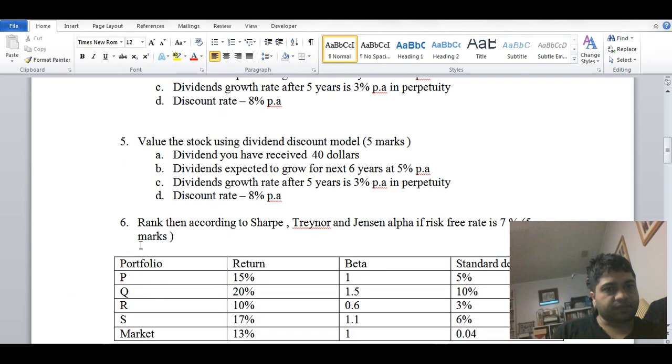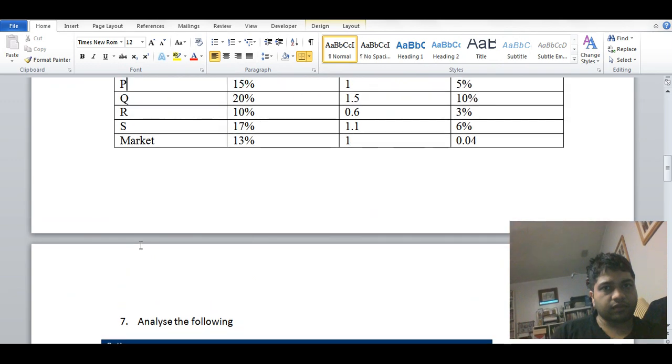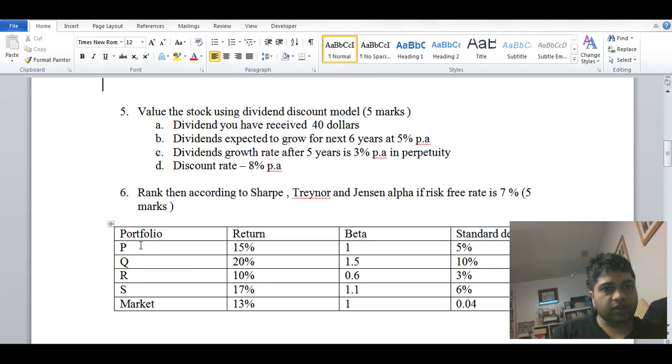The fifth question. So it is dividend discount model again.